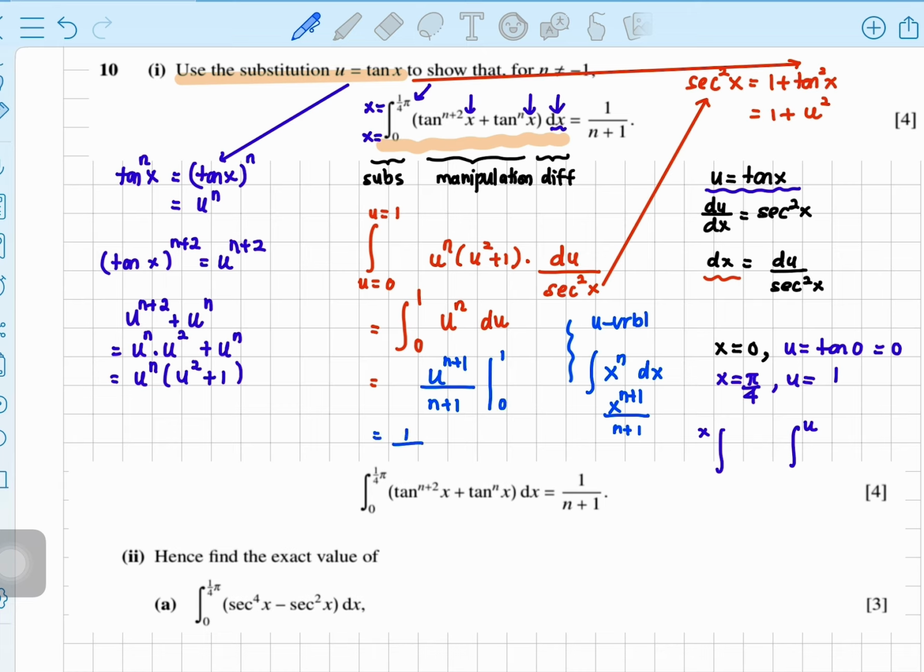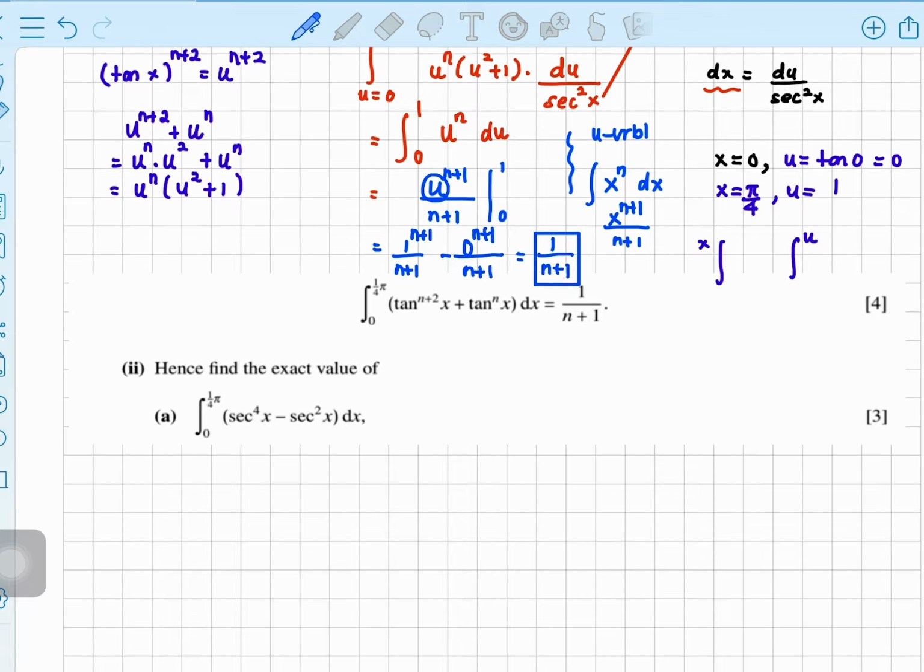Substitute 1 over n plus 1. Your variable is the u. Do not wrongly substitute into the n. Minus 0 to the power of n plus 1 divided by n plus 1. I think you already know you will get 1 over n plus 1 as your final solution. Done. We already show this.